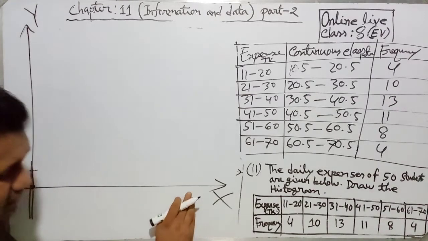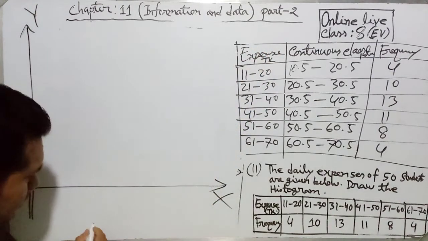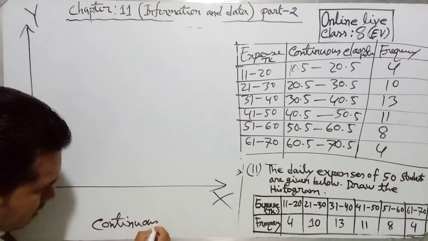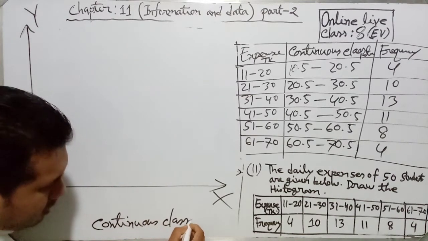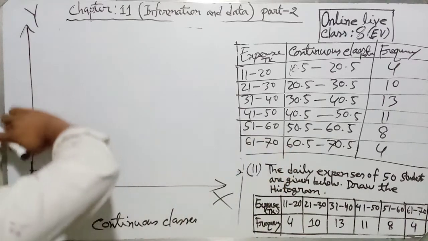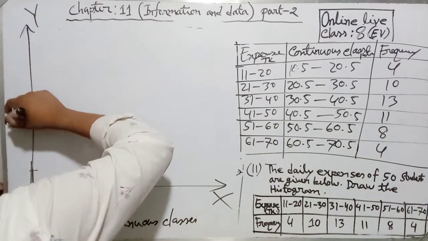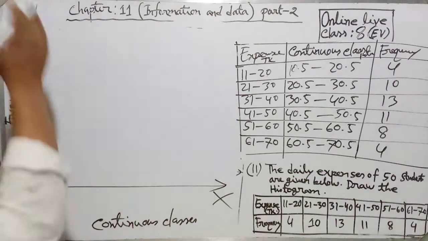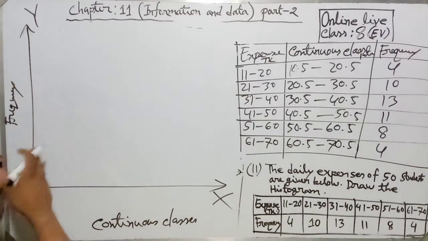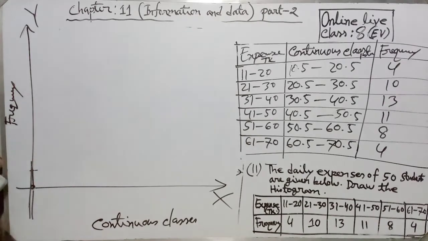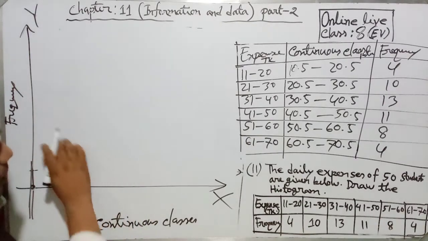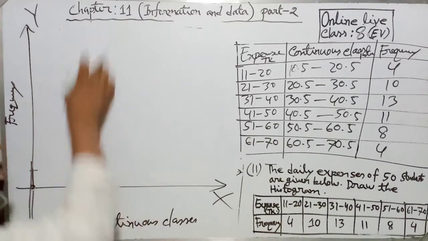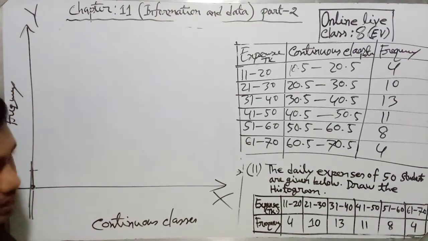Now this x-axis will indicate the continuous classes, so we can write continuous classes, and this one will indicate the frequency. The vertical line, that is the y-axis, will indicate frequency. Now dear students, in your graph paper there will be so many small squares. Clear? This will be divided.